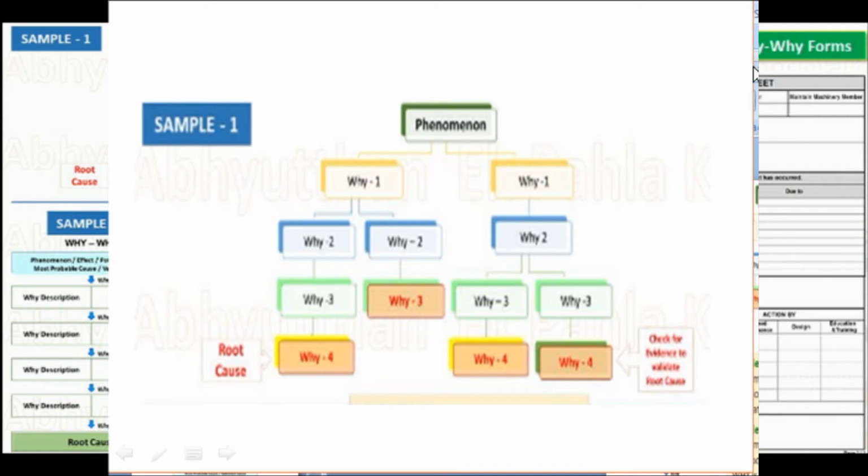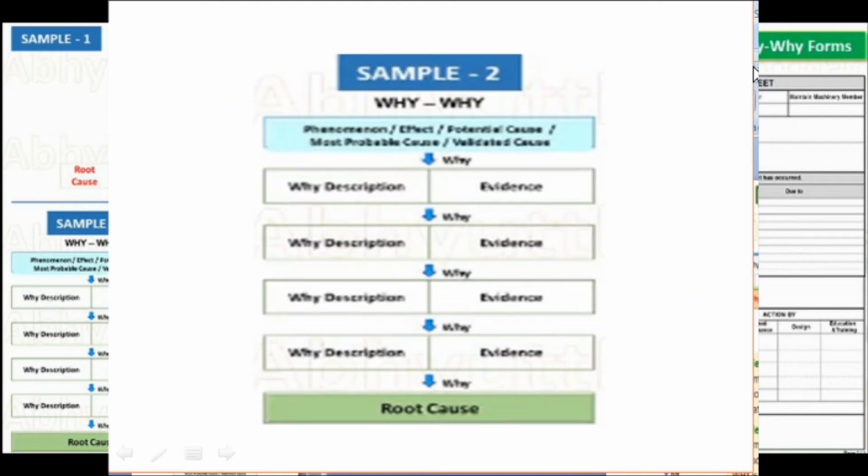Let's move to the next sample of the why analysis. This is the cascading sample of the why analysis. With these phenomenal effects and factor causes, you can find the most problematic causes and versatile problems through this why analysis. What you have to do here is document the evidence. This is the most elevated why analysis format which you can use in your why analysis practices.